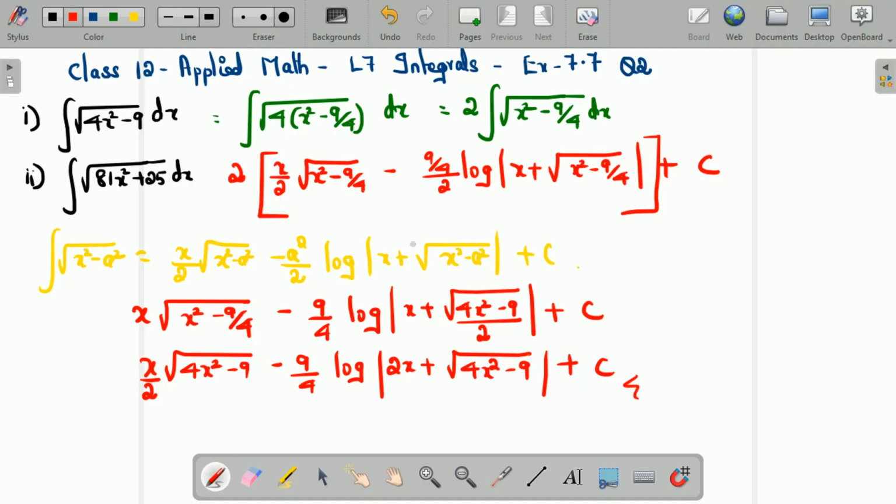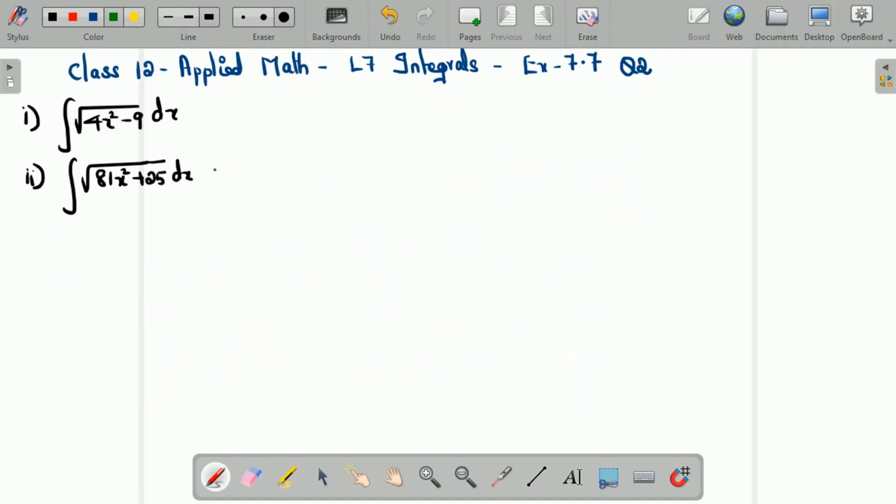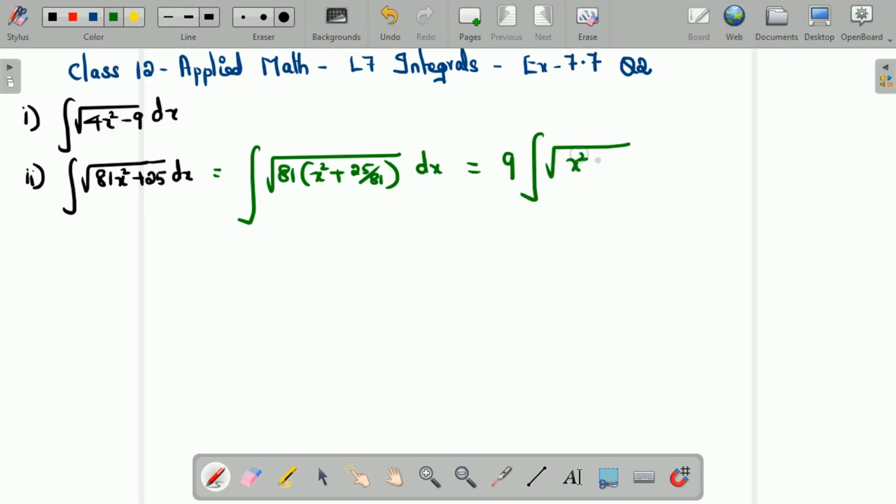Now let's take up the second subdivision in this case. So here in this case also we are going to remove 81 from the x squared. So let's take that out. Integral root of 81 into x squared plus 25 by 81 dx. Now if you take root 81, it will be 9. I am taking it outside of the integration. So this is 9 into integral of root of x squared plus 25 by 81 dx.